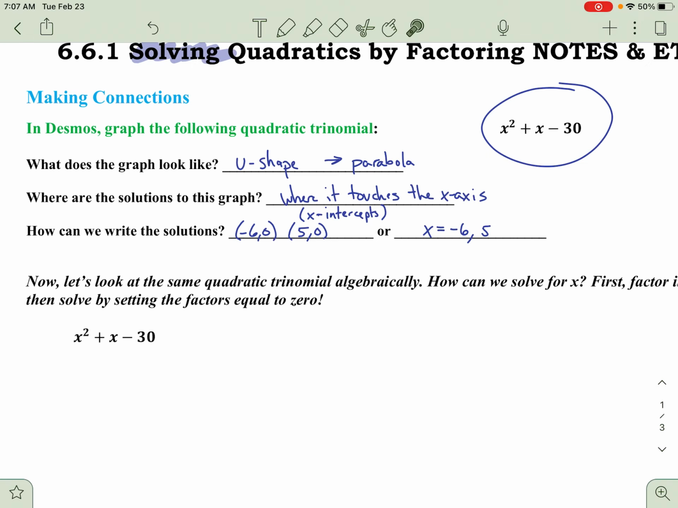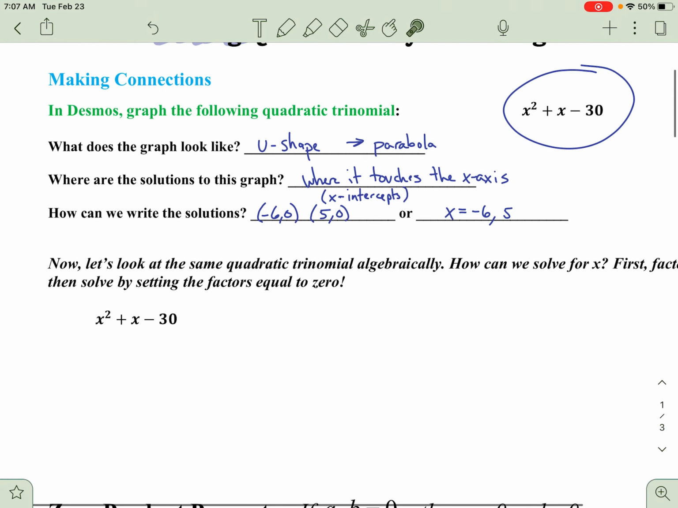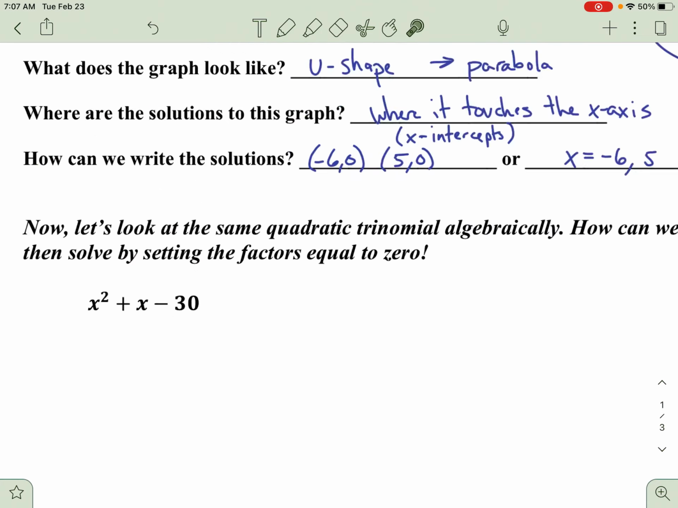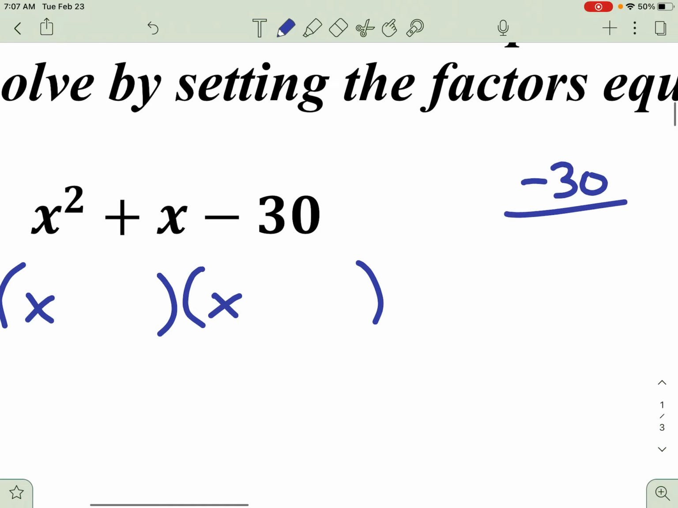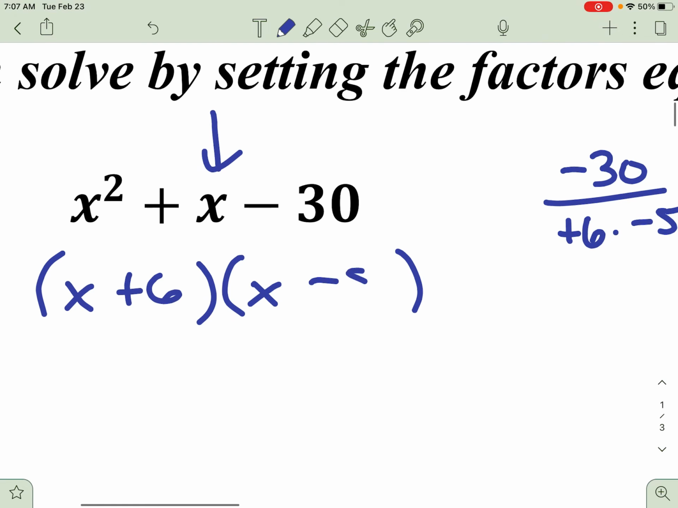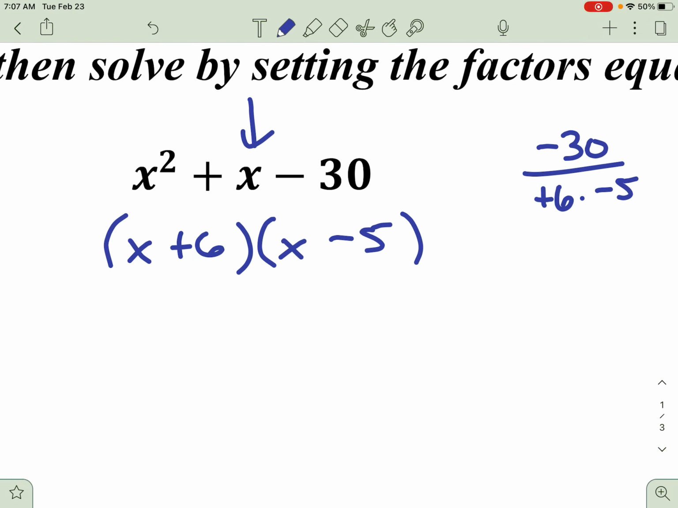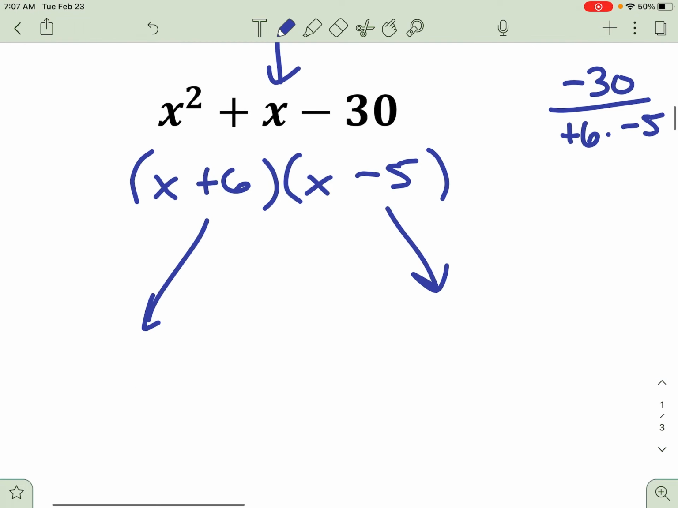So if I wanted to say, what are my solutions, I could check it on Desmos by graphing it, right? But you should be able to do it algebraically, okay? So first we're going to factor it, and then we're going to solve it by setting those factors equal to 0. So in this case, if we factor this like we have been in class, it breaks down into x and x, and the factors of -30 that would add up to give me a +1 would be +6 times a -5, right? So this would be x + 6 and x - 5. Okay, so at this point, this is where we would stop before, but those are not the solutions. The solutions are when you break these down and set them equal to 0.